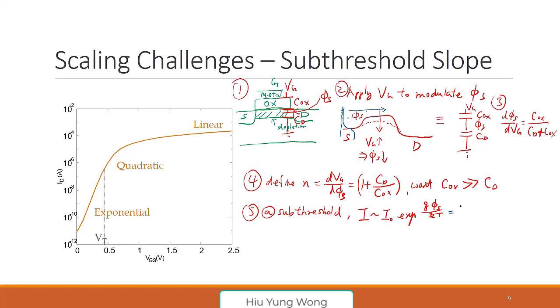And definitely, this one is just equal to exponential q Vg divided by nkT, because Vg, here we are using the absolute value, but it's the same. Vg equal to n phi s, right? So phi s equal to Vg divided by n, okay? Now let's find out what is dI/dVg. You just do differentiation, you get q over nkT, and then everything is the same. Am I right?